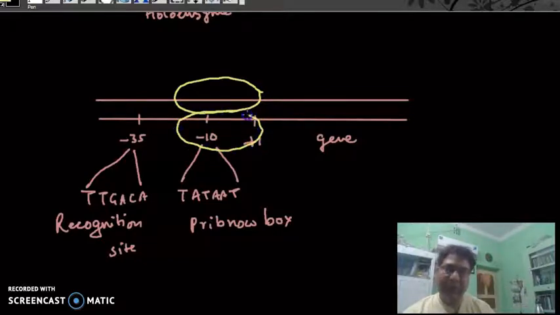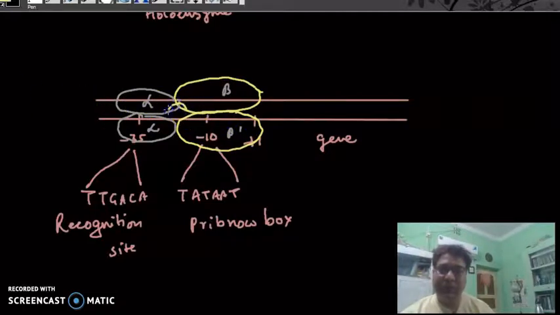There are altogether 6 subunits of them. Let me take some color for the alpha subunit. This is alpha subunit. So this is alpha, 2 alpha, 1 beta, 1 beta prime. There is another, that is omega. This is omega.